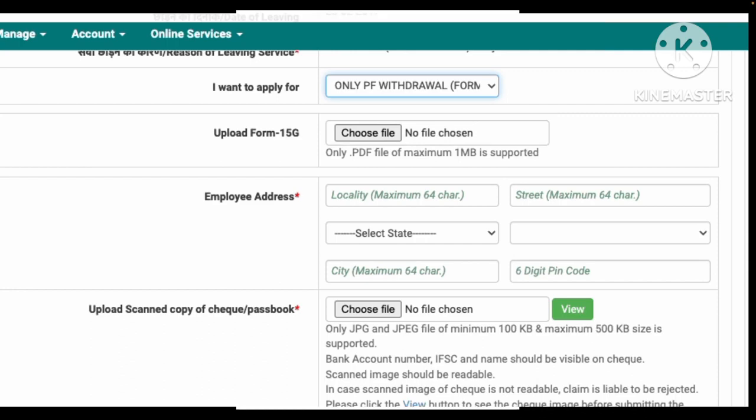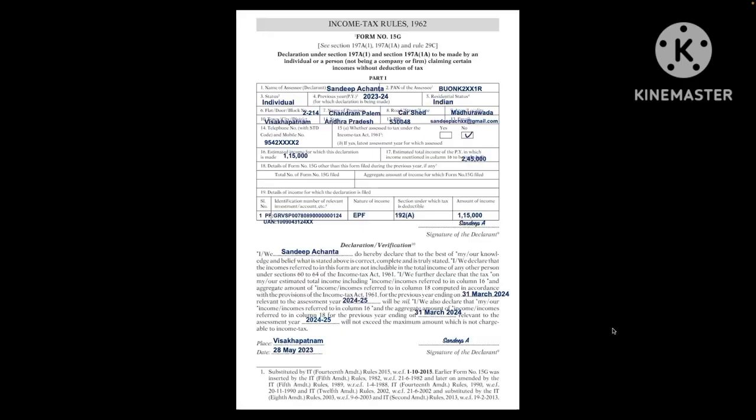If you don't submit Form 15G, then the EPFO will reject your claim or they will deduct tax from your EPF amount.